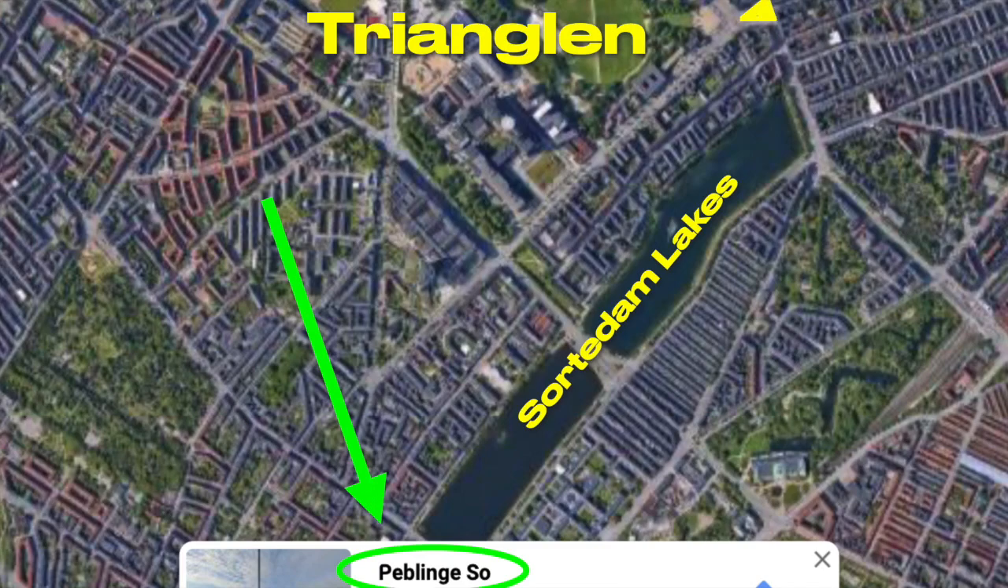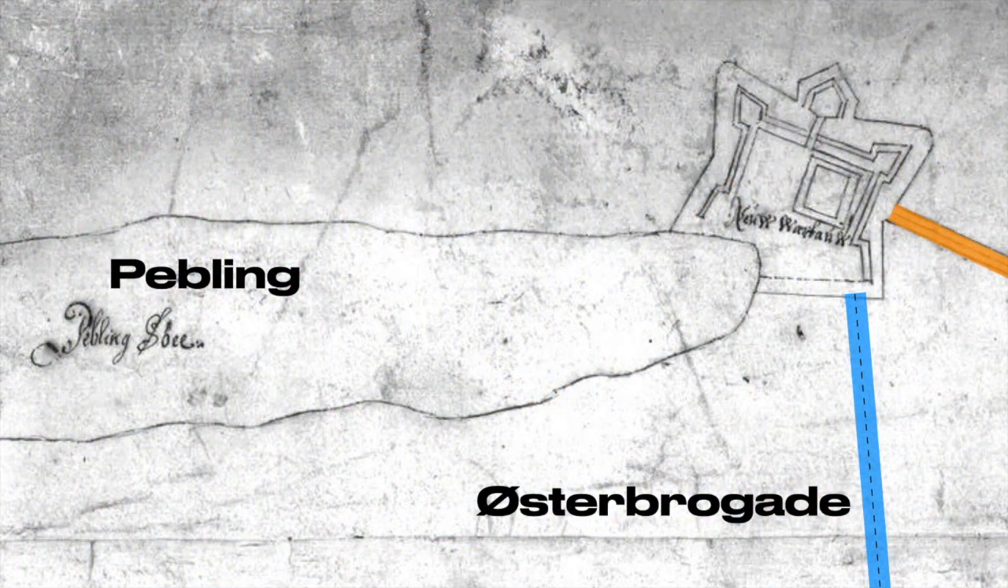If we zoom out a little on Google Maps, we can see that Trianglen is just north of a series of rectangular lakes called the Sortedam, one of which is called Pebbling. The Pebbling Waterway also appears on this 1648 map of Copenhagen, just southeast of a Starfort shown here. I've marked the city's fortified wall in orange.